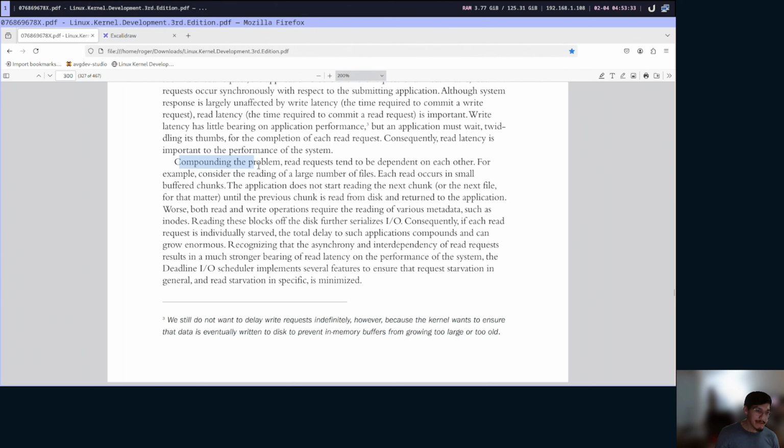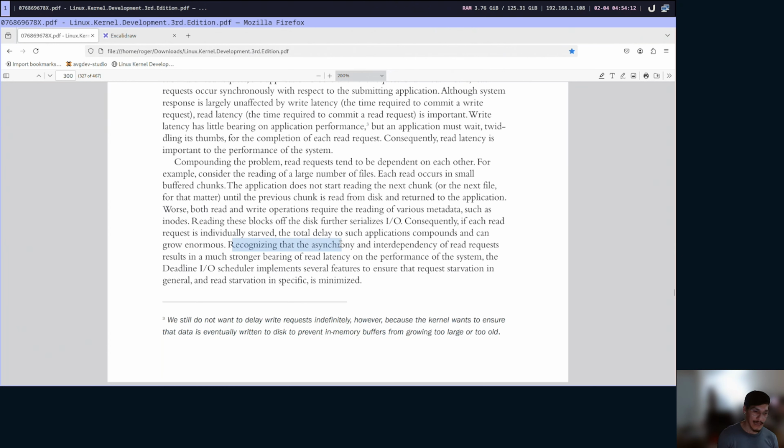Compounding the problem, read requests tend to be dependent on each other. For example, consider the reading of a large number of files. Each read occurs in small buffered chunks. The application does not start reading the next chunk, or the next file for that matter, until the previous chunk is read from disk and returned to the application. Worse, both read and write operations require the reading of various metadata, such as inodes. Reading these blocks off the disk further serializes I/O. Consequently, if each read request is individually starved, the total delay to such applications compounds and can grow enormous.